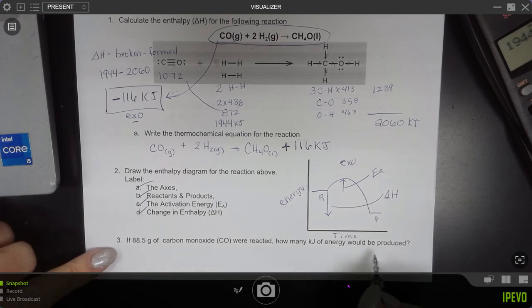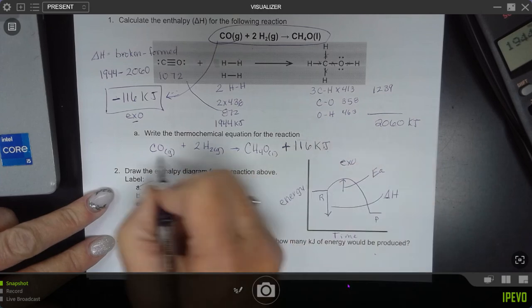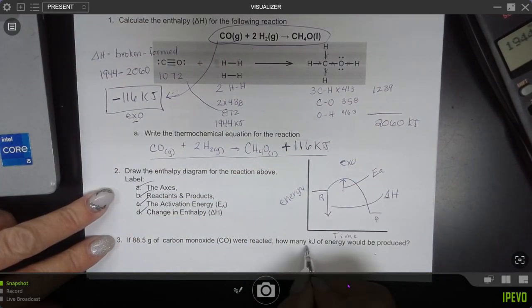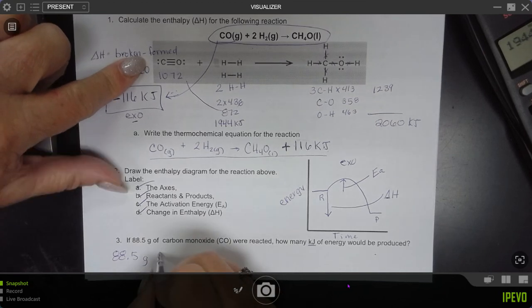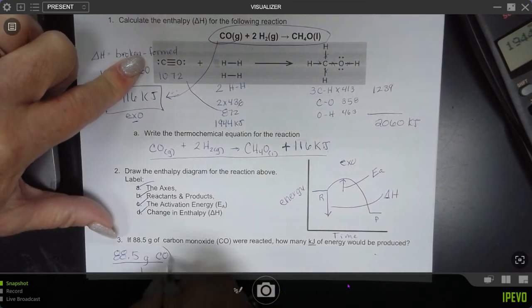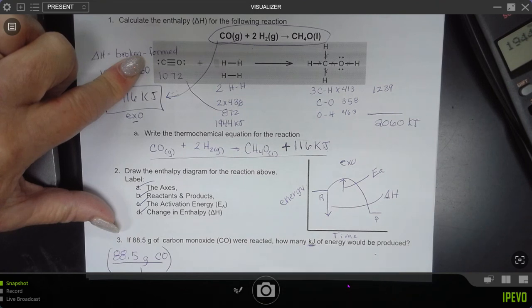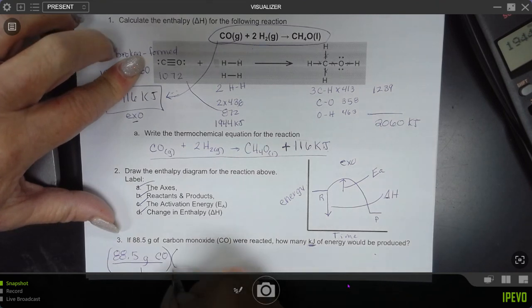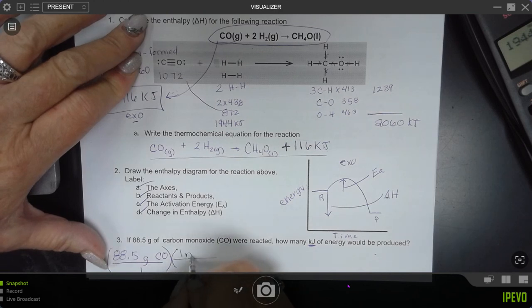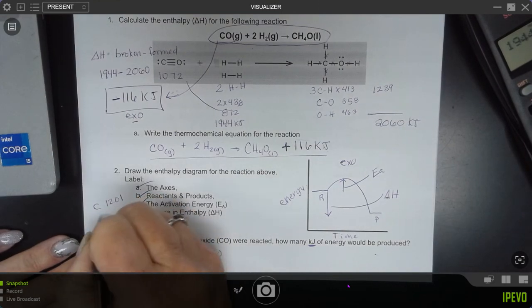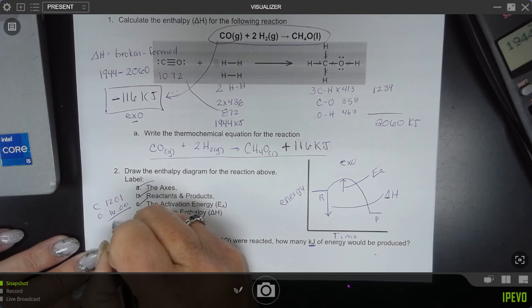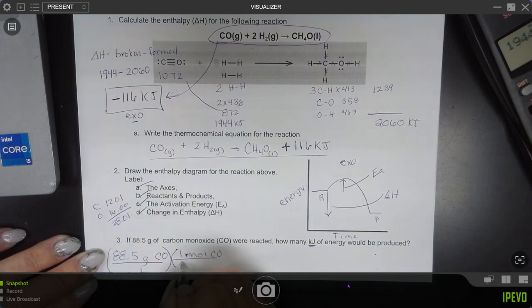And then down here, this kind of trips some people up too. This is just asking you to use this equation to calculate kilojoules. So if 88.5 grams of carbon monoxide, which is CO, were reacted, how many kilojoules of energy would be produced? The first thing we have to do is convert this to moles. So 1 mole of CO: carbon is 12.01, oxygen is 16, so we get 28.01 grams as our molar mass.